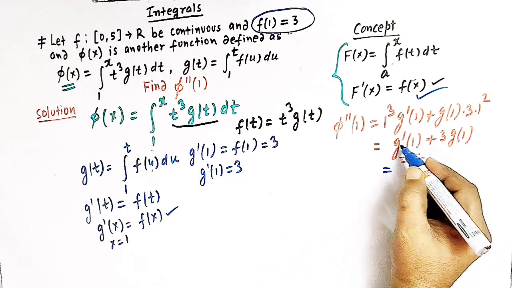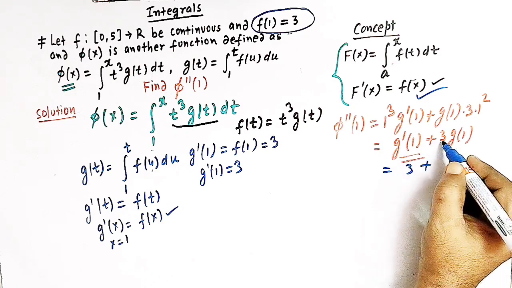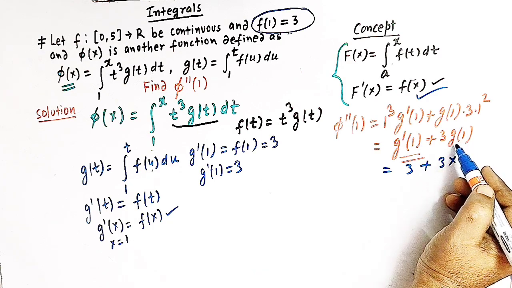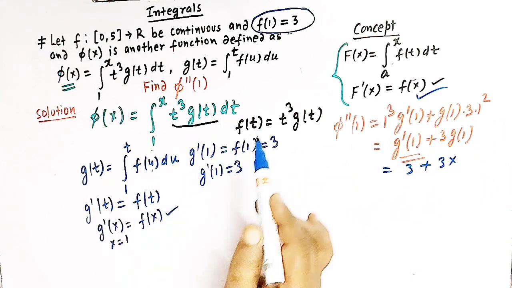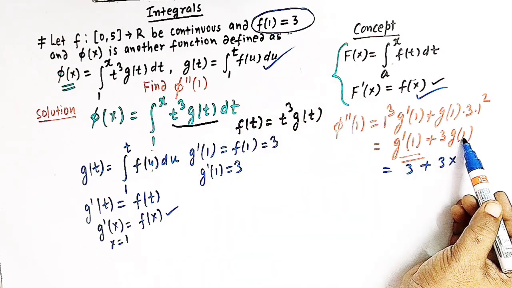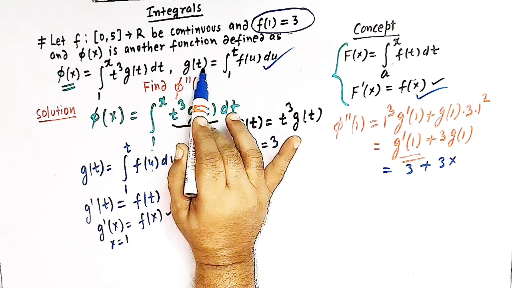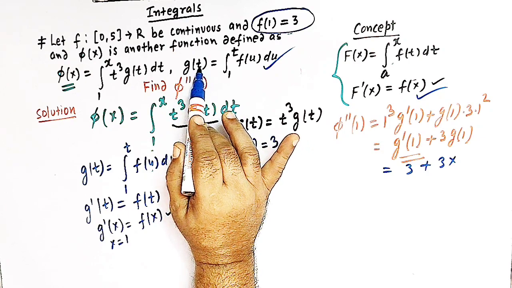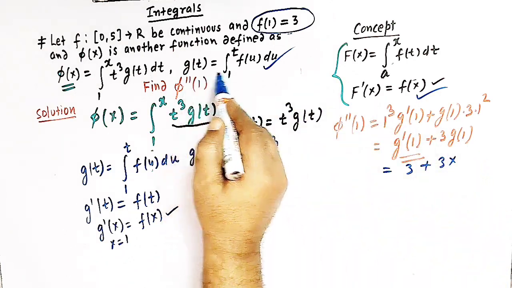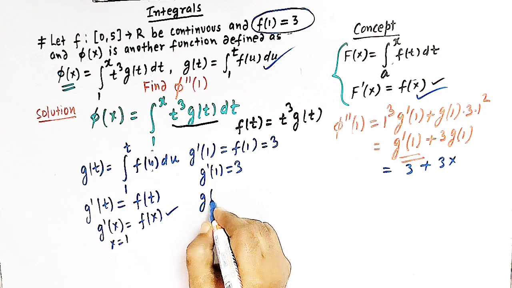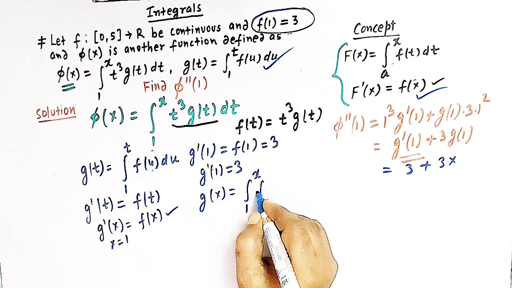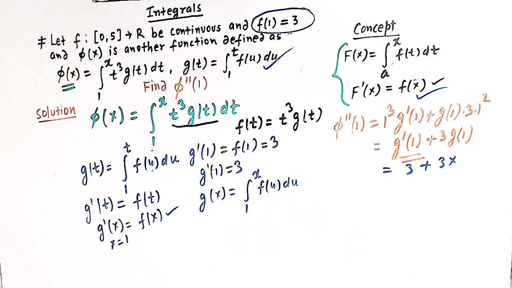So here we can replace g prime of 1 by 3, and then here we have 3 times g of 1, right? So now we need to find out the value of g of 1. So again, taking the help of this expression, we can find the value of g of 1. Now see, if we replace this t by 1, right? Or before replacing this t by 1, we can also write this function as g of x is equal to the integral 1 to x of f of u du, right?